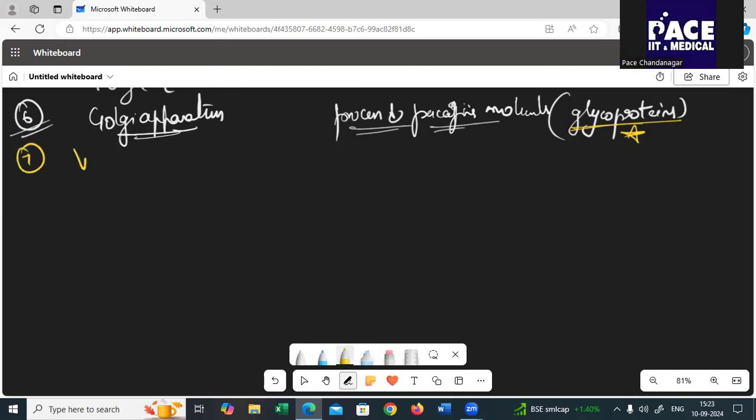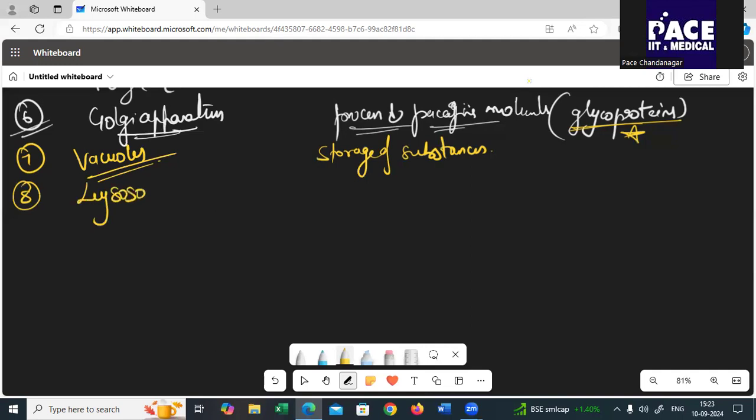Next, you have vacuoles. We have just now seen, they are empty membranous spaces, used for storage of substances. It can be proteins, it can be lipids, whatever it is storing. It is a storage unit. Then you have lysosomes. Lysosomes are the suicidal bags of the cell. Yes, you heard me right, suicidal bags of the cell.